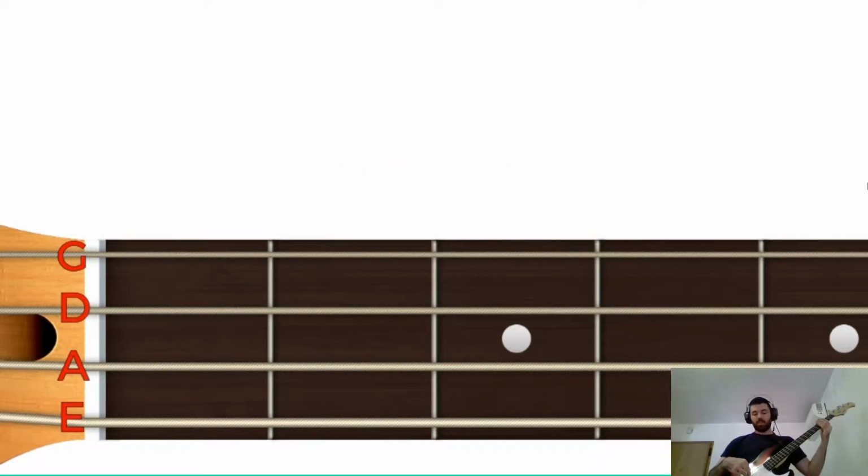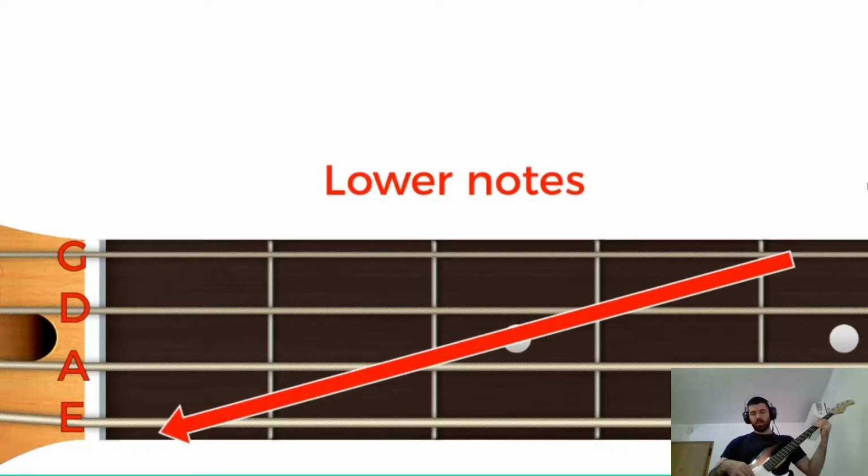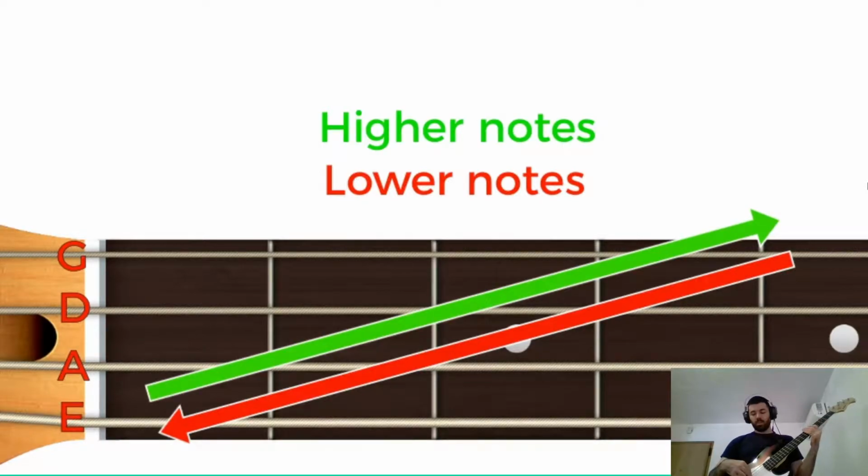So remember that we can describe notes as being lower or higher, and that it's good to remember that higher fret numbers and thinner strings play higher notes.